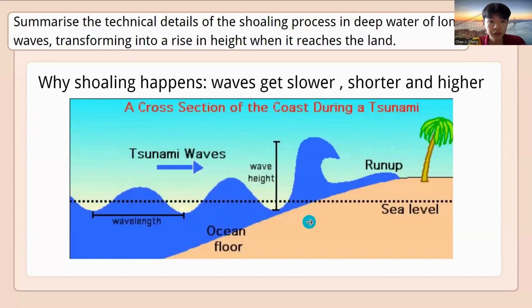Okay, the question is: summarize the technical details of the shoaling process in which deep water long waves transform into rising height when they reach the land. So why does shoaling happen, and when does a wave get lower, shorter, and higher?